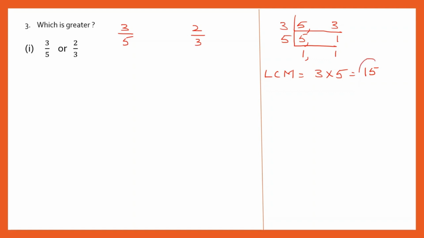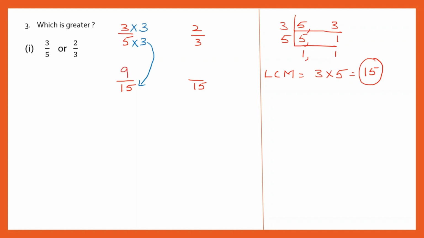Now we have found the LCM, which is 15. I'm going to use that LCM as my new denominator for both the fractions. So this way we're going to get like fractions. Now 5 into 3 is 15. That's how I got this 15. 5 threes are 15. So if I multiply 5 by 3, I need to multiply the numerator also by 3. So 3 threes are 9.